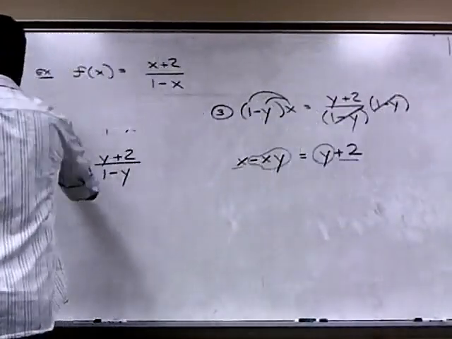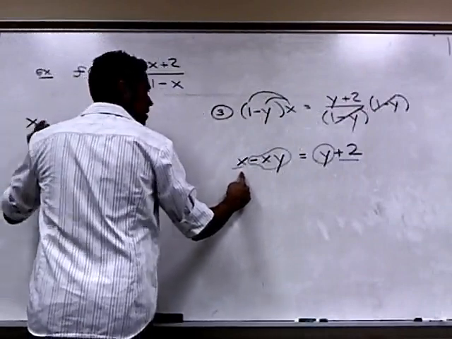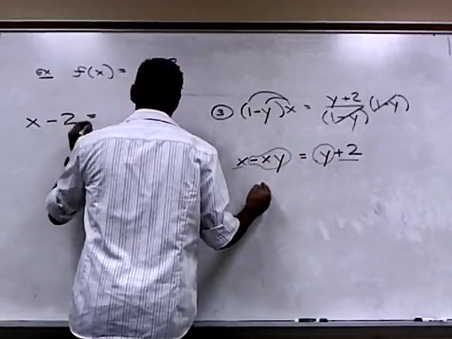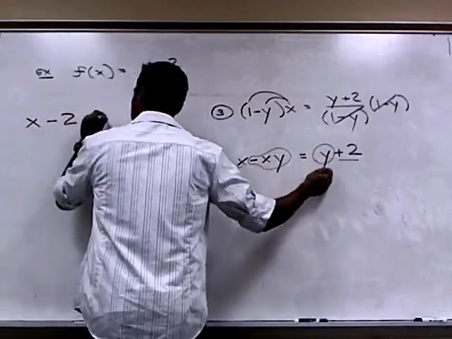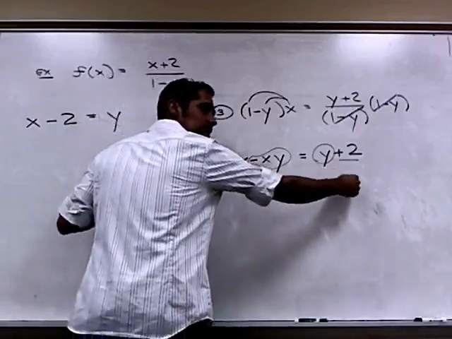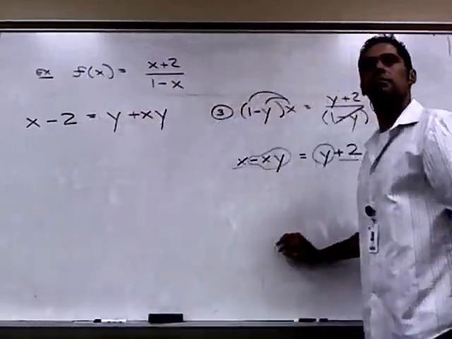So here's what I'll have. I still have this x on the left side. I subtracted 2 on both sides, which meant I have minus 2 here. Then I had the y on the right side. I didn't touch that one. And I brought this one over by adding xy on both sides. So it becomes plus xy. Agreed?